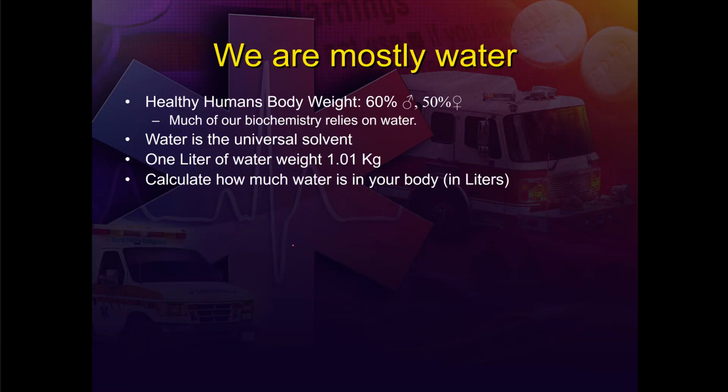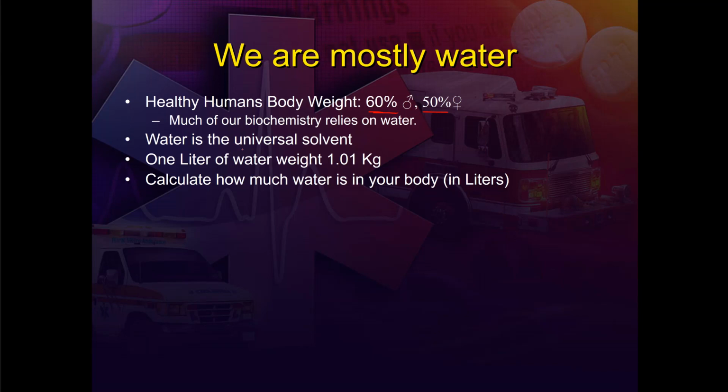As stated, we are mostly water. And so when we talk about water in the human body as EMTs and paramedics, we can very easily account for how much water the person should have in their body because we can use some standards and constants. So in the healthy human body, the male and the female have different compositions of water. In the male, they have 60% of their body weight accounted for as water, and in the female, about half.